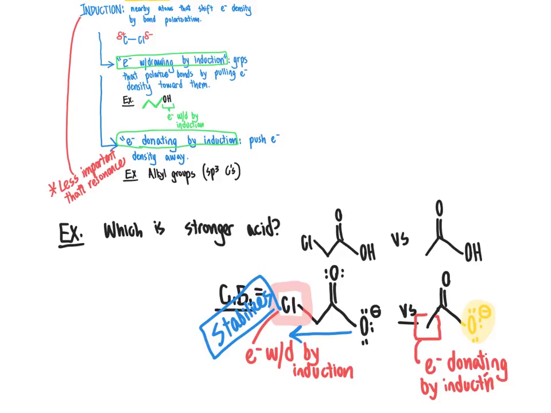So we're going to go ahead and say that this is the more stable of the two conjugate bases, and therefore the original acid that corresponded to it would be the acid that is the stronger acid. So the stronger acid, the acid with the lower pKa, is the one that has that chlorine atom on it because it's going to give way to the more stable conjugate base there.